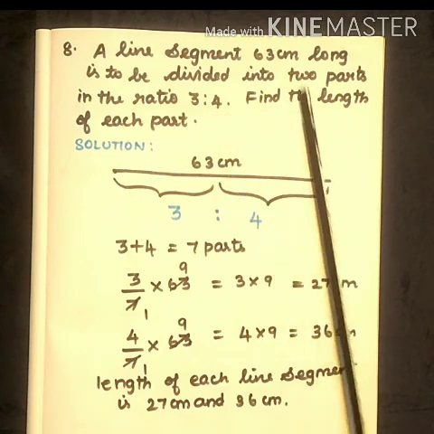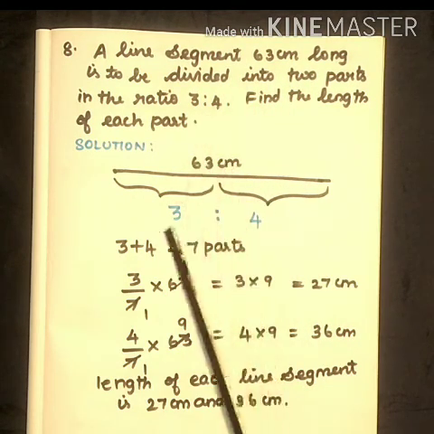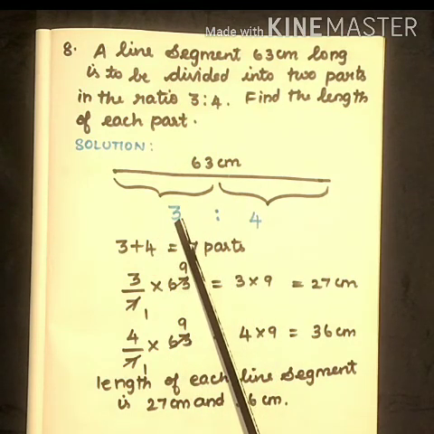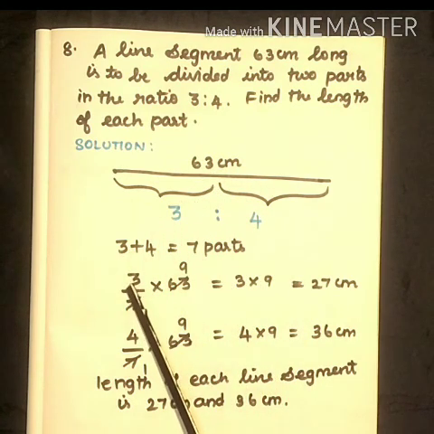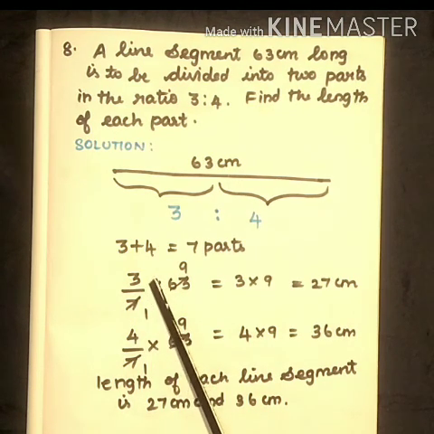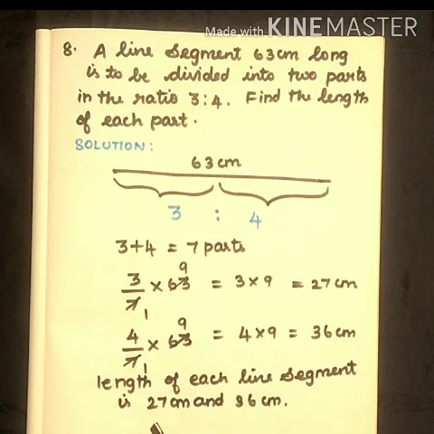Students, you understand, right? First you have to find the total parts of the ratio. 3 is to 4 means 3 plus 4 equal to 7 parts. Then you have to find for 3 parts and 4 parts. You have to write the given ratio in the numerator. That is 3 in the numerator, total parts in the denominator, into 63. Similarly, 4 in the numerator, total parts in the denominator, into 63. So the length of each line segment is 27 centimeter and 36 centimeter.